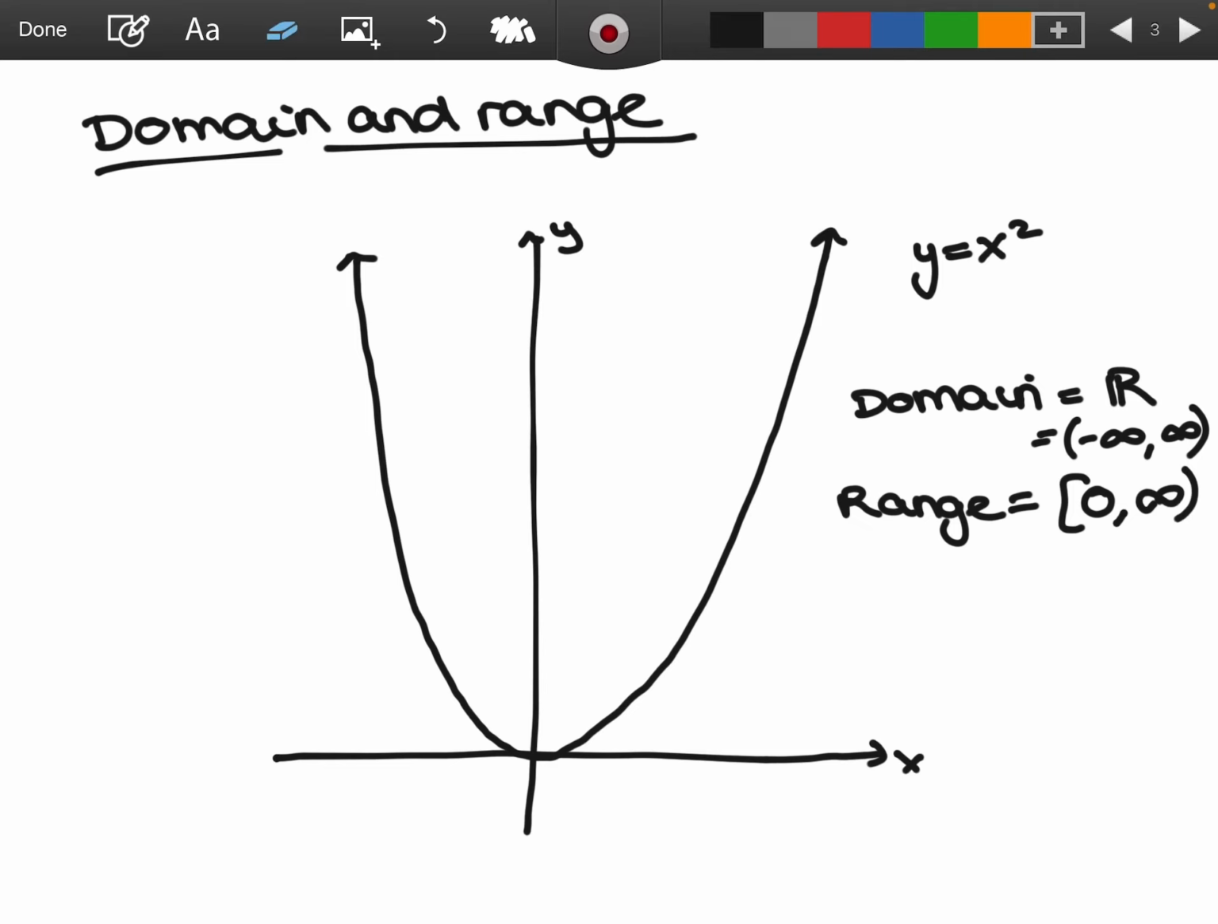Okay? We can see from the graph of y is equal to x squared that the lowest value that I can have for y is 0. I can't go negative. I never get a negative y value back. I always get a positive y value. So it tells me that my domain is all real numbers because I can square any real number, but my range is then 0 up to infinity because I always get a positive value back.